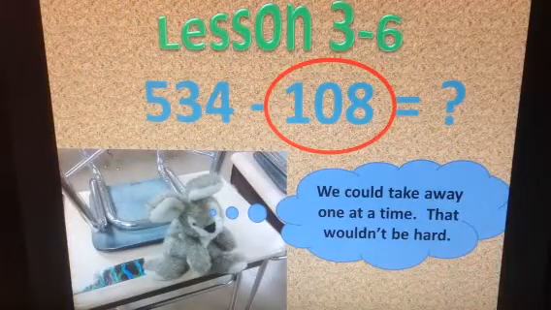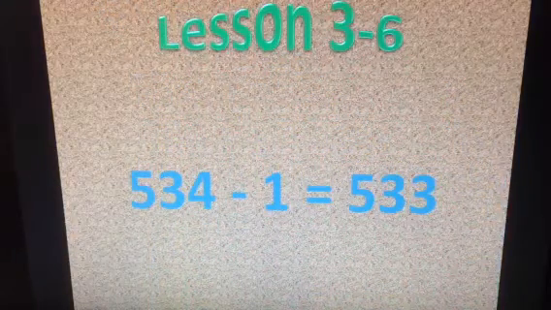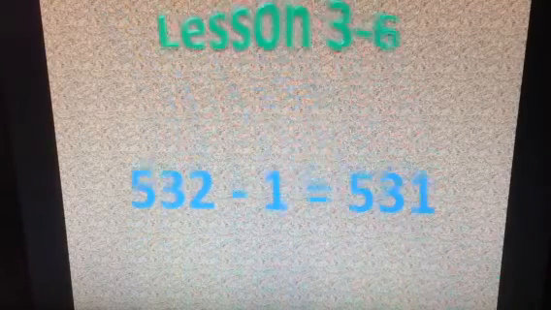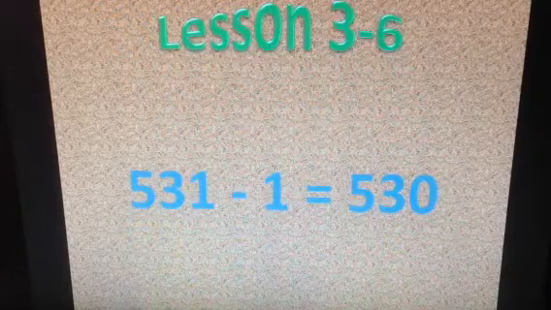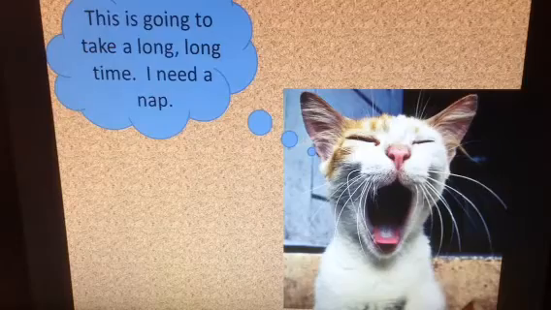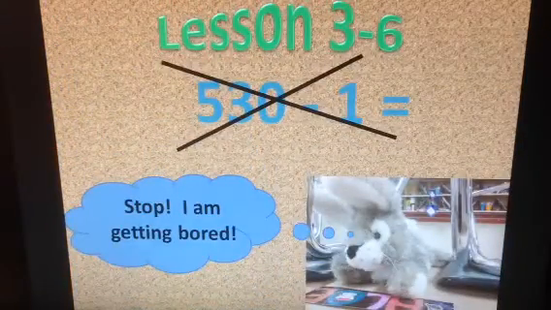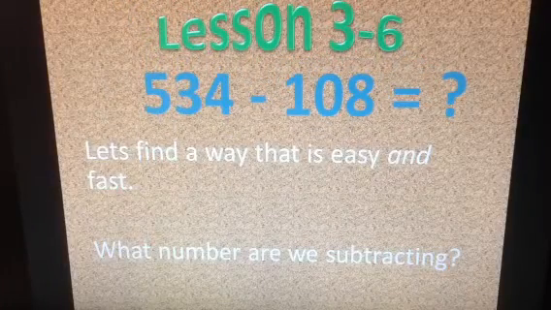That wouldn't be hard. We could do 534 minus 1 is 533. 533 minus 1 is 532. 532 minus 1 is 531. 531 minus 1 is 530. Oh, this is going to take a long time. I need a nap. The bunny says, stop, I'm getting bored. So, let's find a way that is easy and fast.